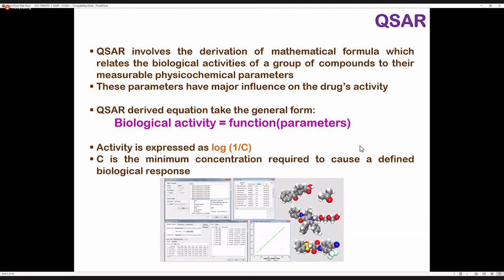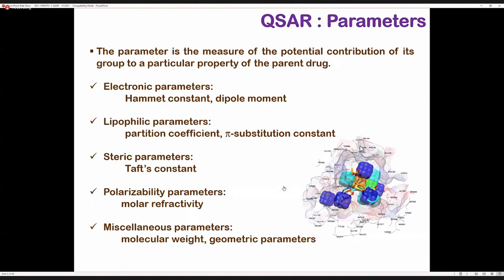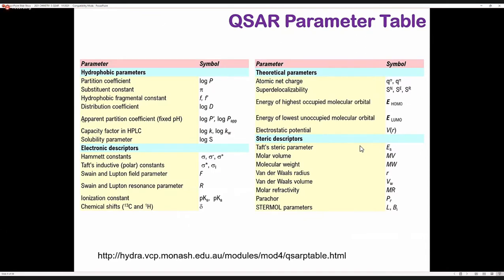When you have many log 1/C values, because you have put all the parameters into the equation and calculated for each compound, and when you plot, you get a nice regression plot, then basically your QSAR model is very good. Okay. So some of the parameters can only be calculated theoretically, using a computer. For example, the highest occupied molecular orbital and the lowest unoccupied molecular orbital, HOMO-LUMO, need quantum mechanics if you want to calculate them.